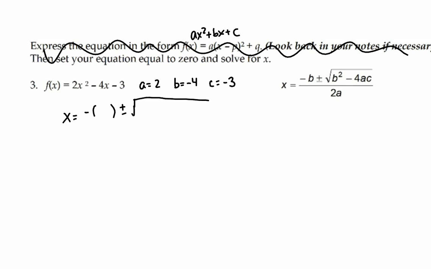Okay, so when we're plugging in the negative b, you want to put negative and then brackets and then sub in your b value. What's your b value? Negative 4. You really have to be careful with signs because here we have a negative 4. This is the negative of the b, plus or minus the square root of our b squared minus 4. A is 2 and c is negative 3, all over 2a.